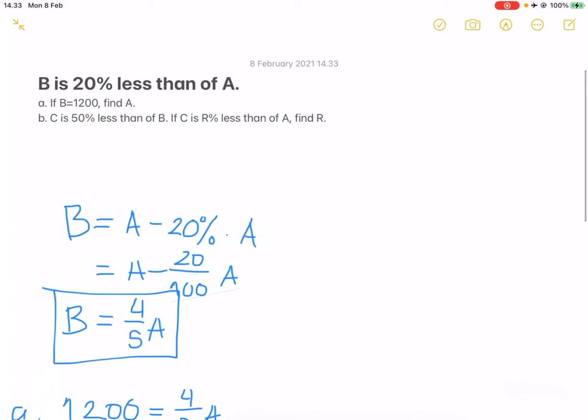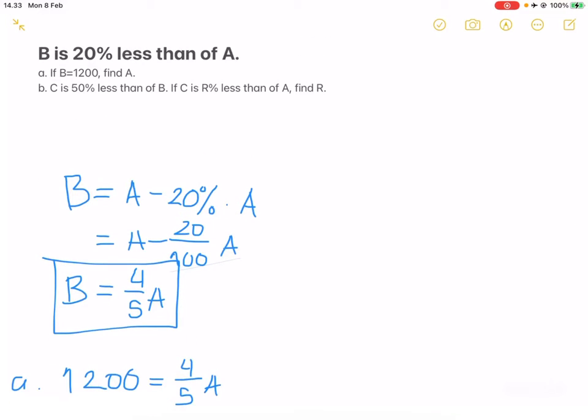And part B is a bit tricky, but if you can just do some quick substitution and probably create some equations in terms of C, B, and A, you can answer this. So C is 50% less than B, or in other words, C is obtained by decreasing the value of B by 50%.